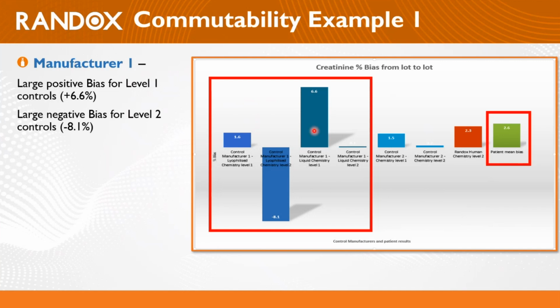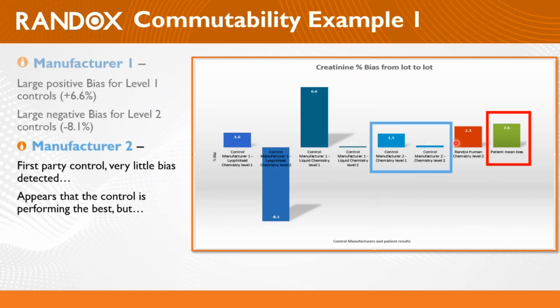This is how we can quantify commutability, because we can say that from 2 different lots of this creatinine reagent, the patient sample is reacting in this manner. Is the control reacting in the same manner? Are we getting the same numbers? No. So we can confidently say that this control is not reacting like a patient sample, because the change in values is not the same from one lot to another.